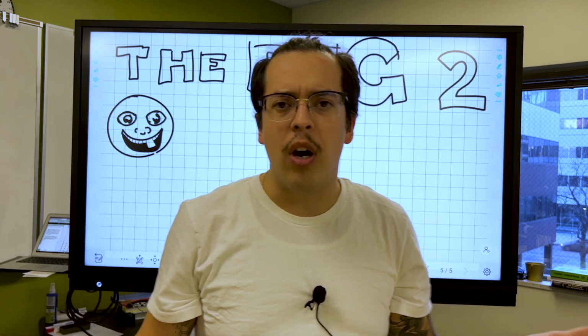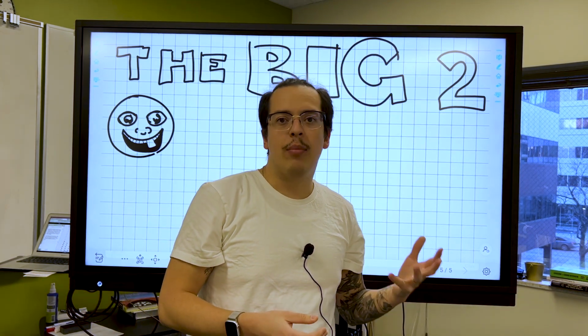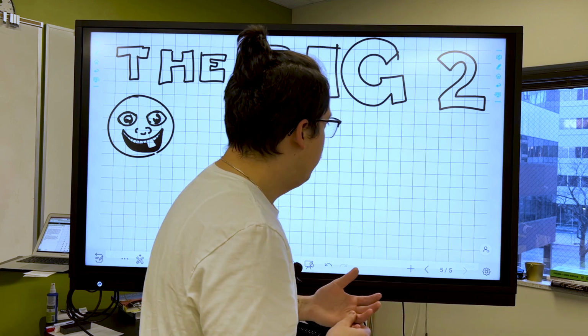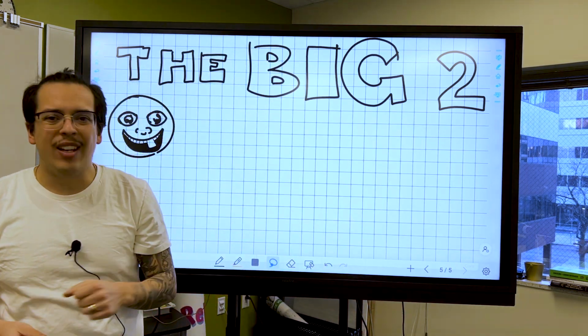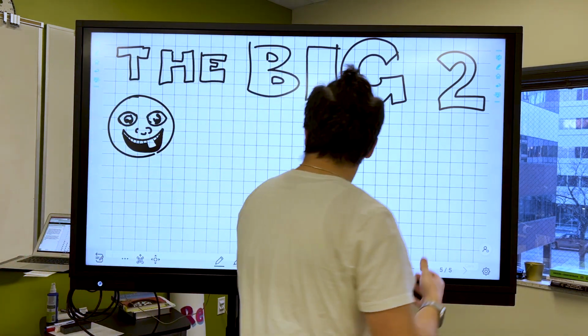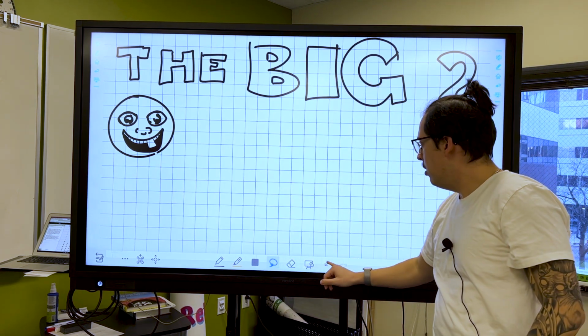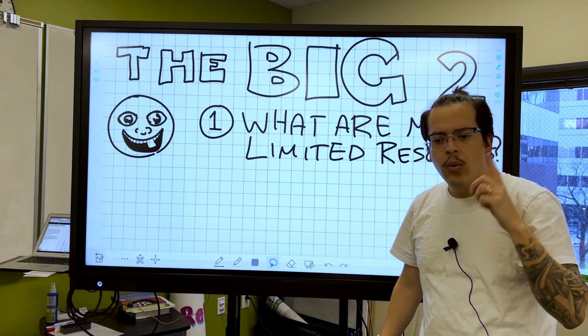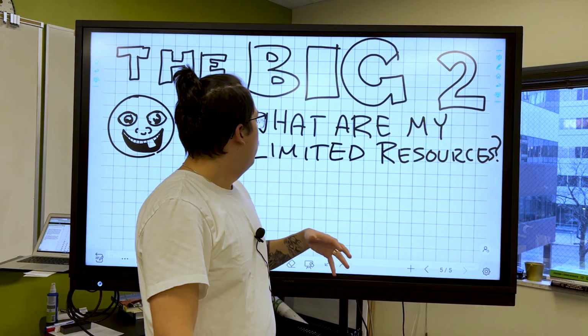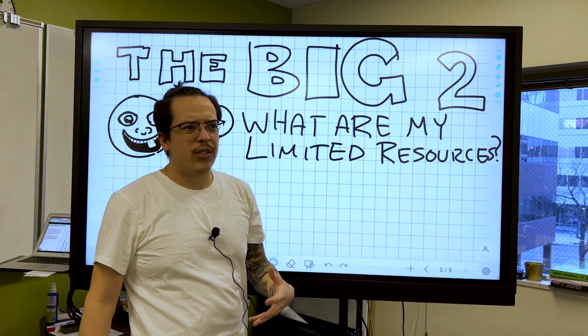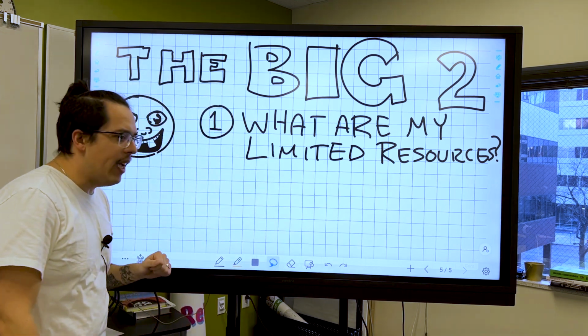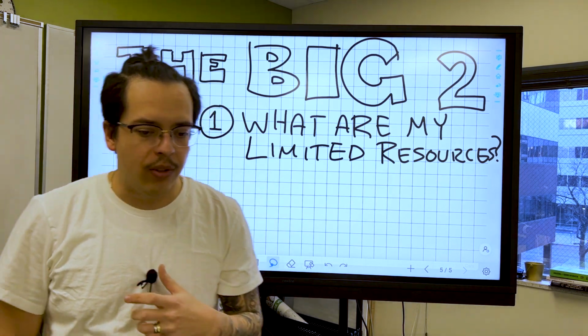We don't need to work so hard to optimize our constraints. All we need to do is think about the big two. And what are the big two? Well, number one, we ask ourselves the question, what are my limited resources? And so in this case, what are Otto's limited resources?